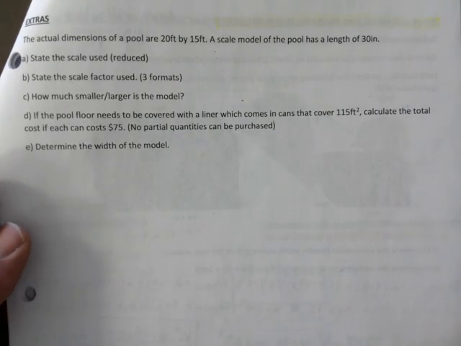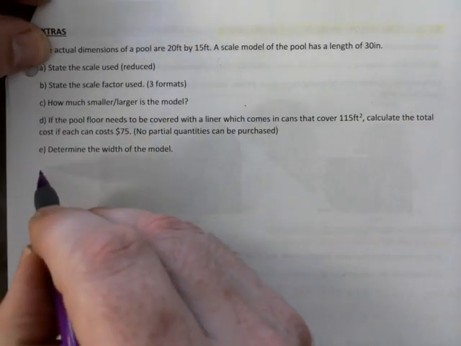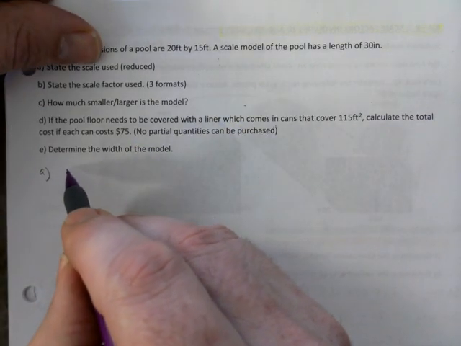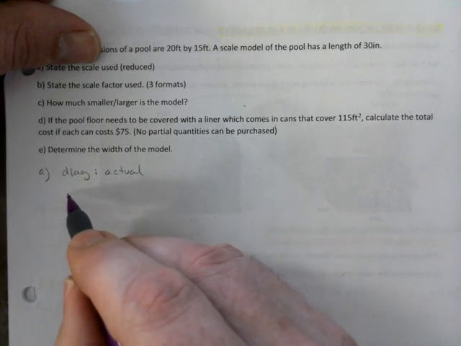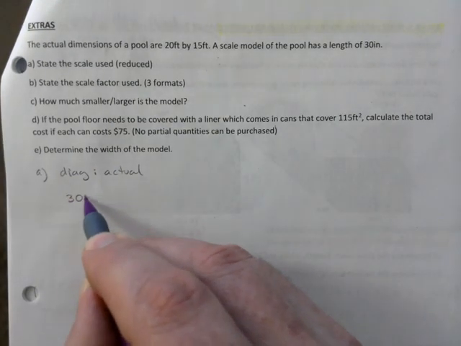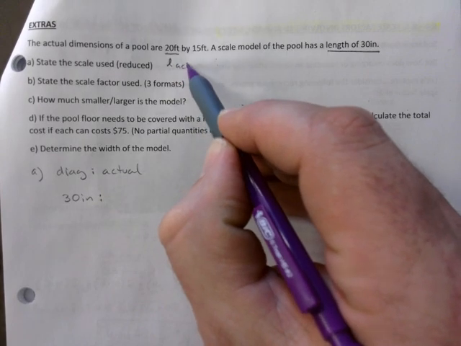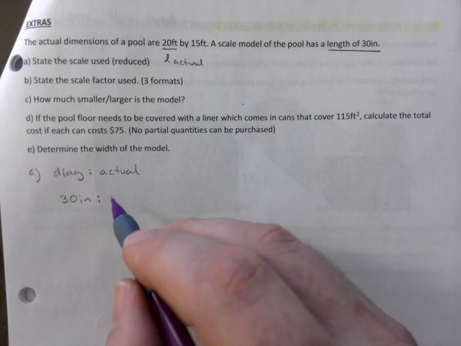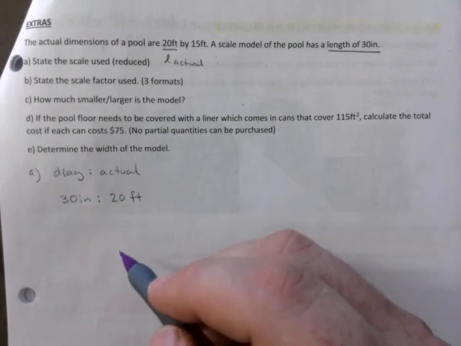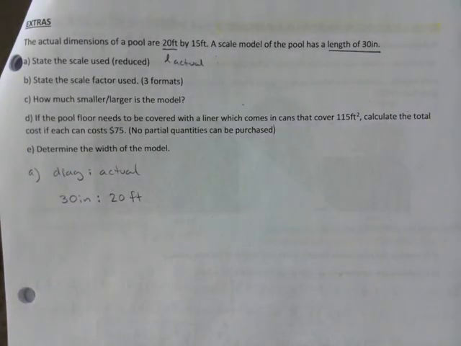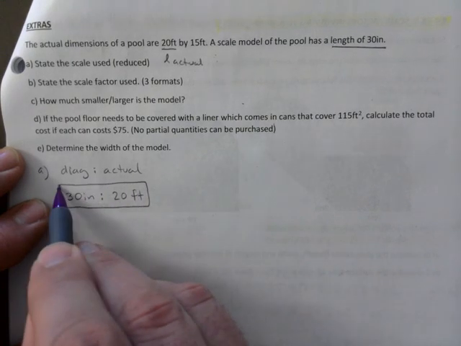The actual dimensions of the pool are 20 by 15 feet. A scale model of the pool has a length of 30 inches. What's the scale used? In the scale, I would go diagram to actual. My diagram is a scale model, so that'd be 30 inches. That's the length we're comparing, and we're assuming this is the length of the actual pool. So it goes 30 inches to 20 feet. You can actually just leave it like that. Or reduce, you can divide both by 10: 3 inches to 2 feet. That's up to you. I will not really take marks off, so different units are okay there.